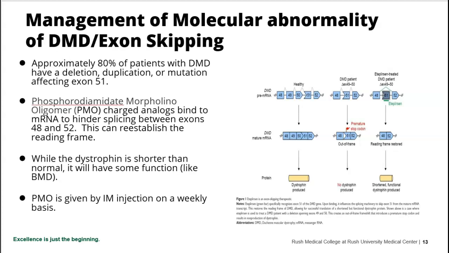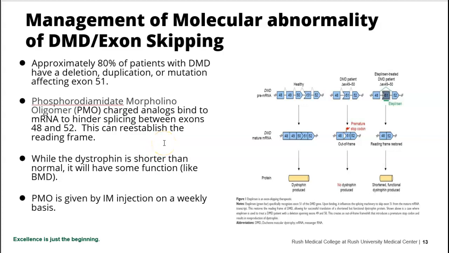Management of Duchenne's muscular dystrophy using a molecular technique known as exon skipping. 80% of patients with Duchenne's have a deletion or duplication or mutation involving exon 51. Again, I don't know why, I just know that it is. There's something called a phosphorodiamidate morpholino oligomer, or PMO, which are charged analogs that bind to the mRNA and hinder splicing of exons between 48 and 52.